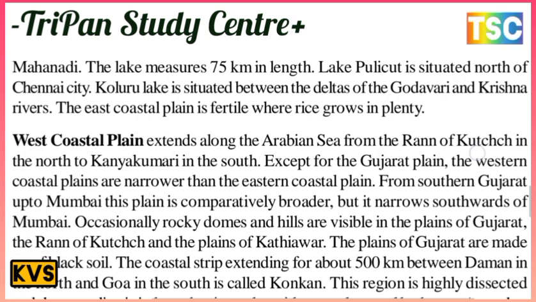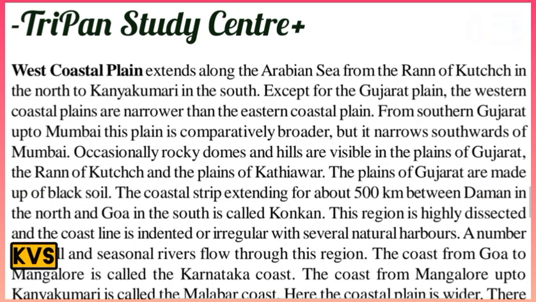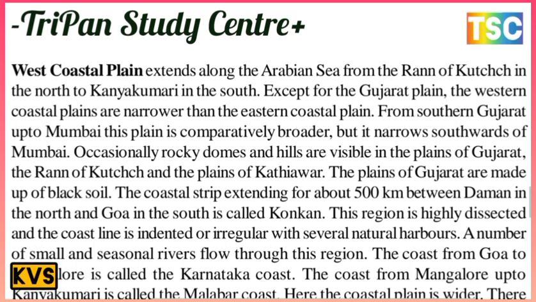The next is the west coastal plain, which extends along the Arabian Sea from the Rann of Kutch in the north to Kanyakumari in the south, except for the Gujarat plain.